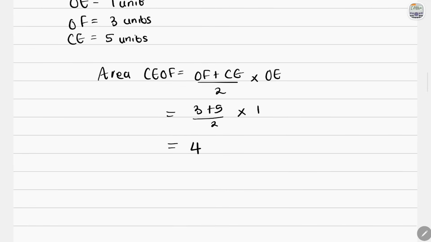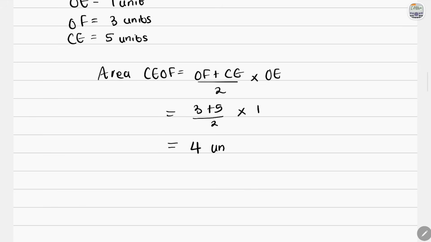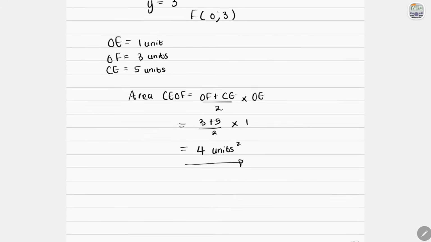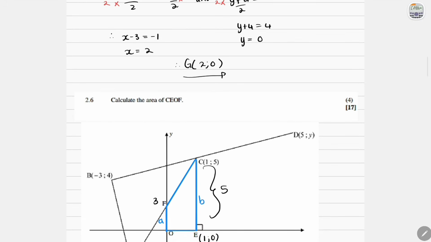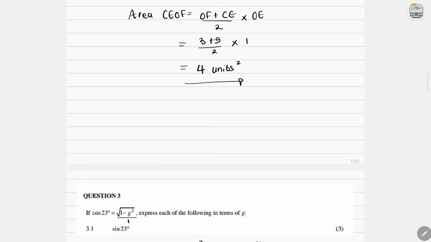And they didn't say it's centimeters or anything. We can see it's just units. So 4 square units. So 4 units squared. And that is our answer. And that is the area of CEOF, which is a trapezium. And that is it for question 2.